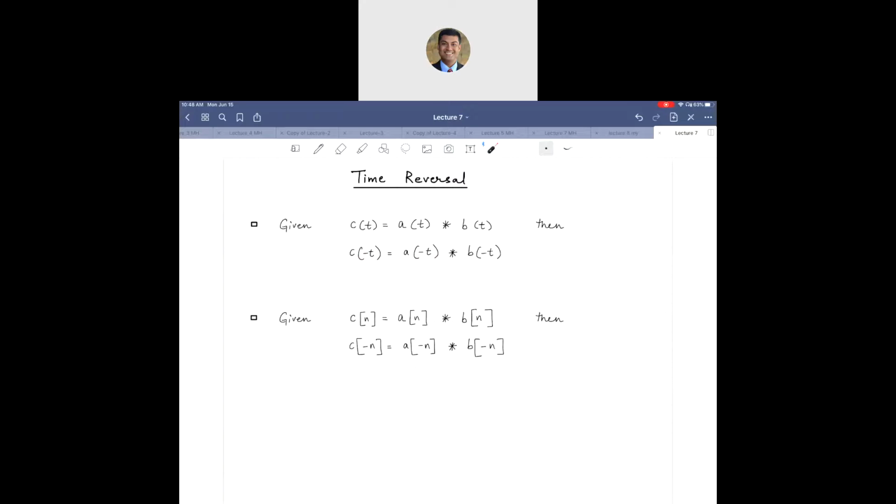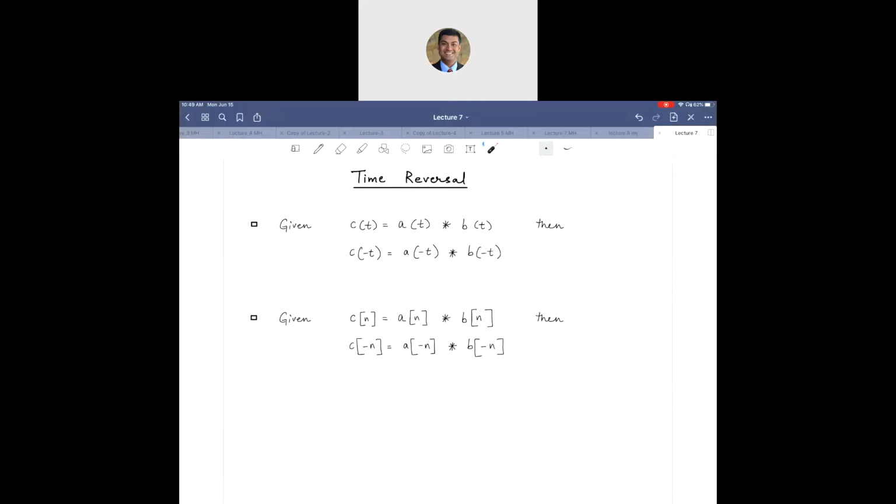Similarly, this time reversal property can be expressed for discrete time signals. If C of n is equal to A of n convolved with B of n, then if you flip A and you flip B and you convolve those two, the result of that discrete convolution will be the time flipped version of C of n, which is C of minus n.